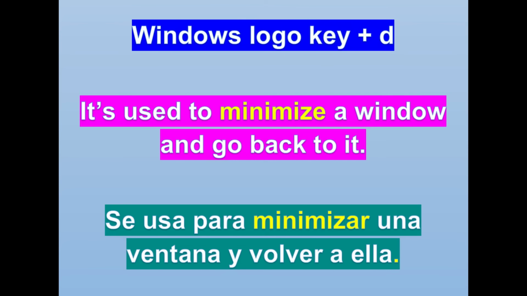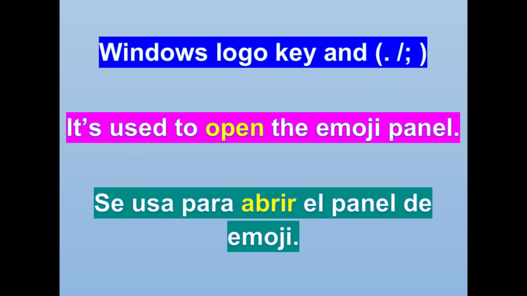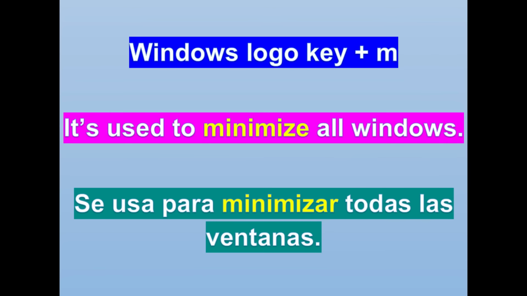Windows logo key plus D is used to minimize a window and go back to it. Windows logo key plus U or plus I is used to open accessibility settings. Windows logo key and period key or semicolon key are used to open the emoji panel. Windows logo key plus M is used to minimize all windows.